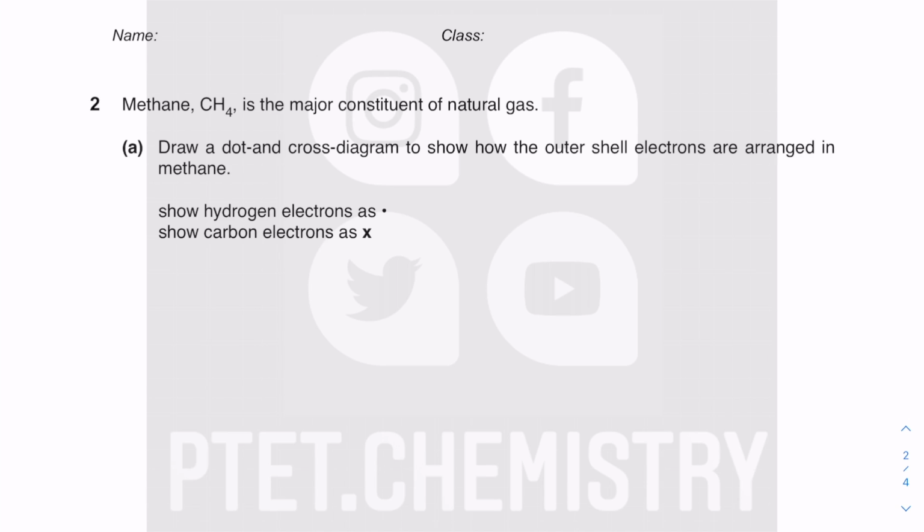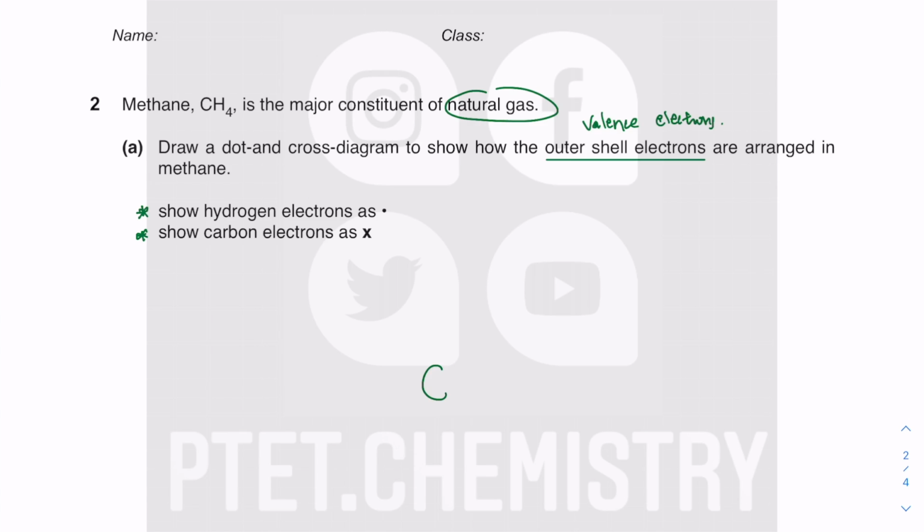Question 2. So methane is a major constituent of natural gas. So draw a dot and cross. They specify already. Hydrogen as dot, carbon as cross. They want only the outer shell electrons, so meaning to say that it's just valence electrons, so there's no need to draw the inner shell at all.